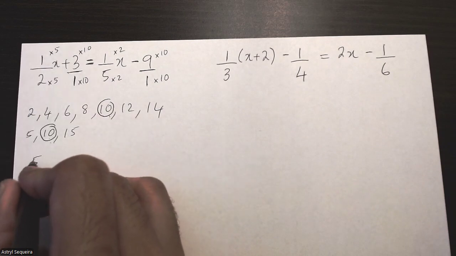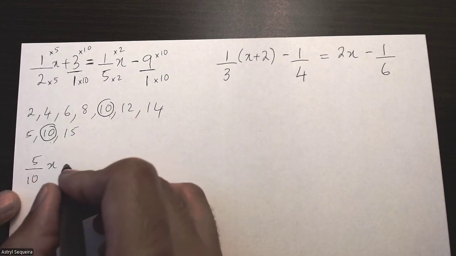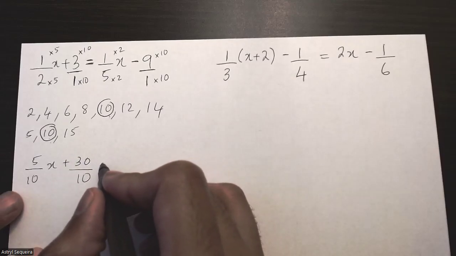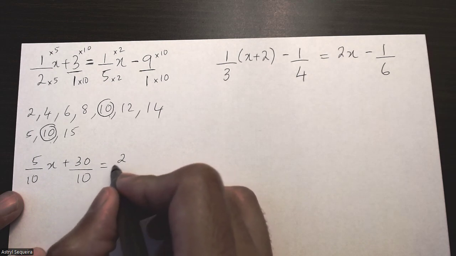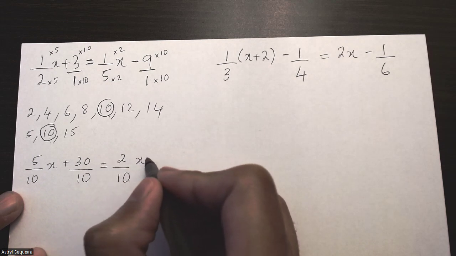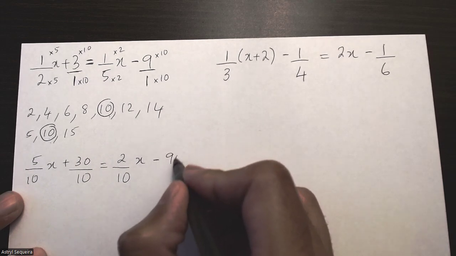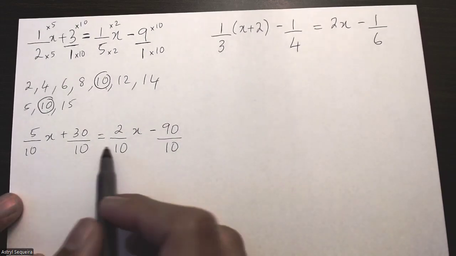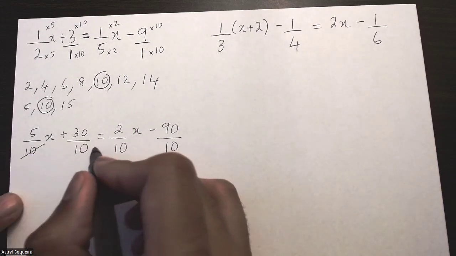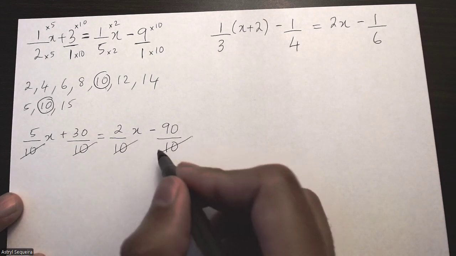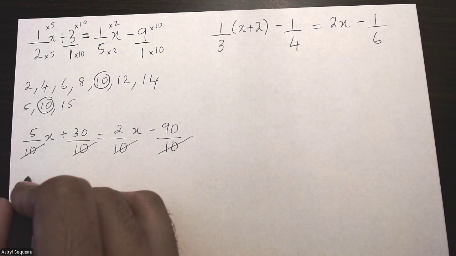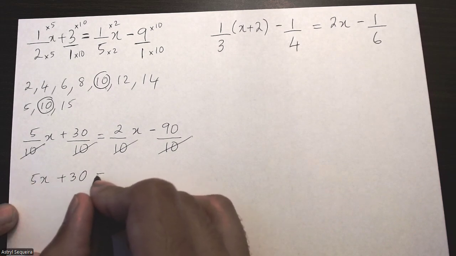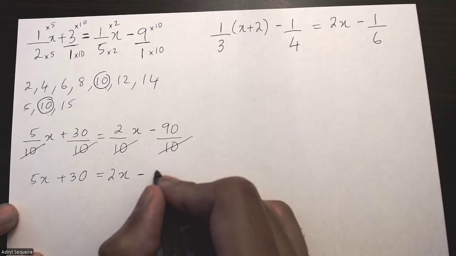So I have 5 over 10x plus 30 over 10 equals 2 over 10x minus 90 over 10. Now that we have a common denominator and it's an equation, I can just cancel out all my denominators and rewrite the equation without any denominators. So I have 5x plus 30 equals 2x minus 90.